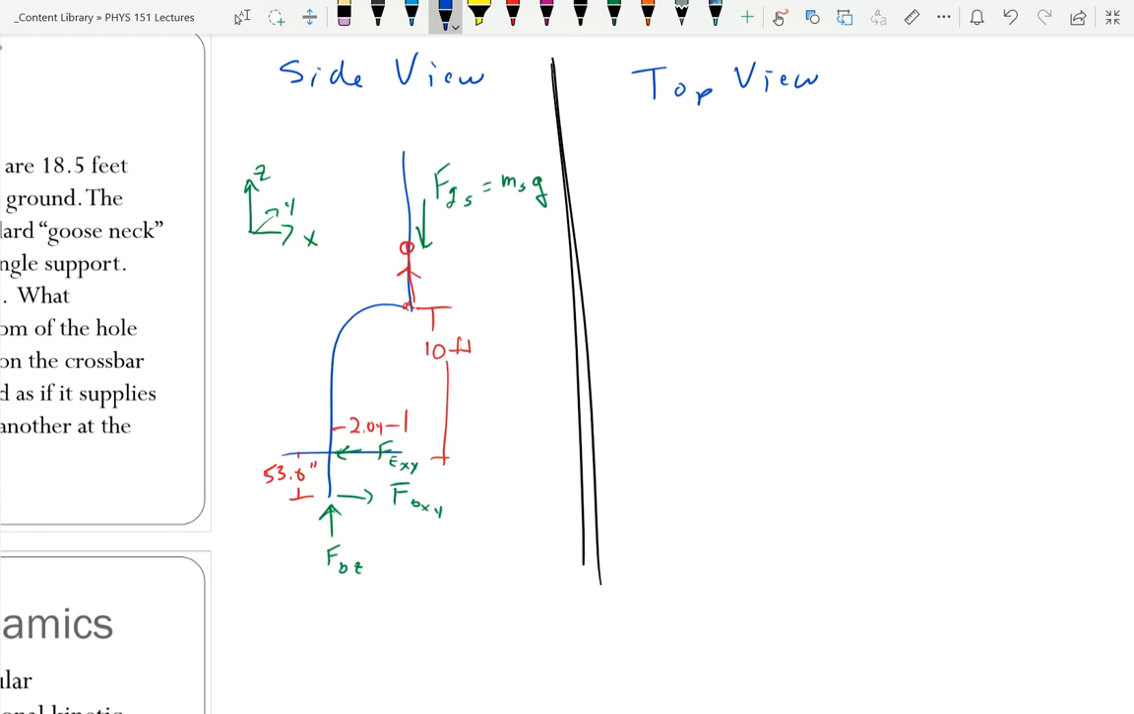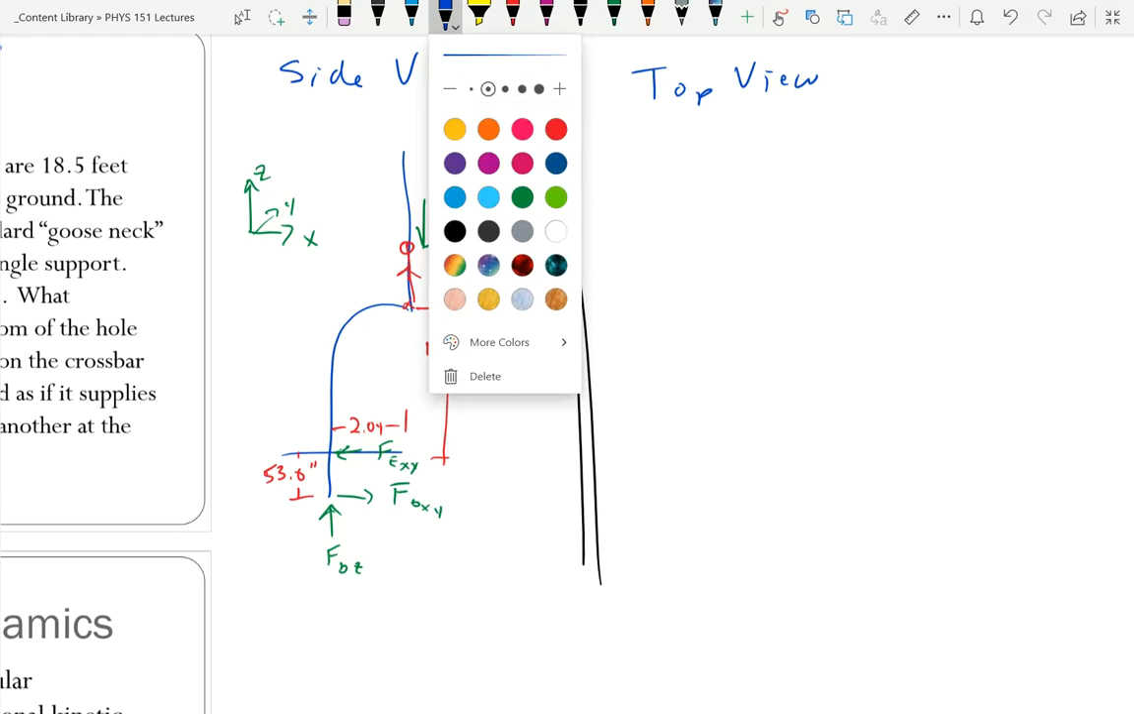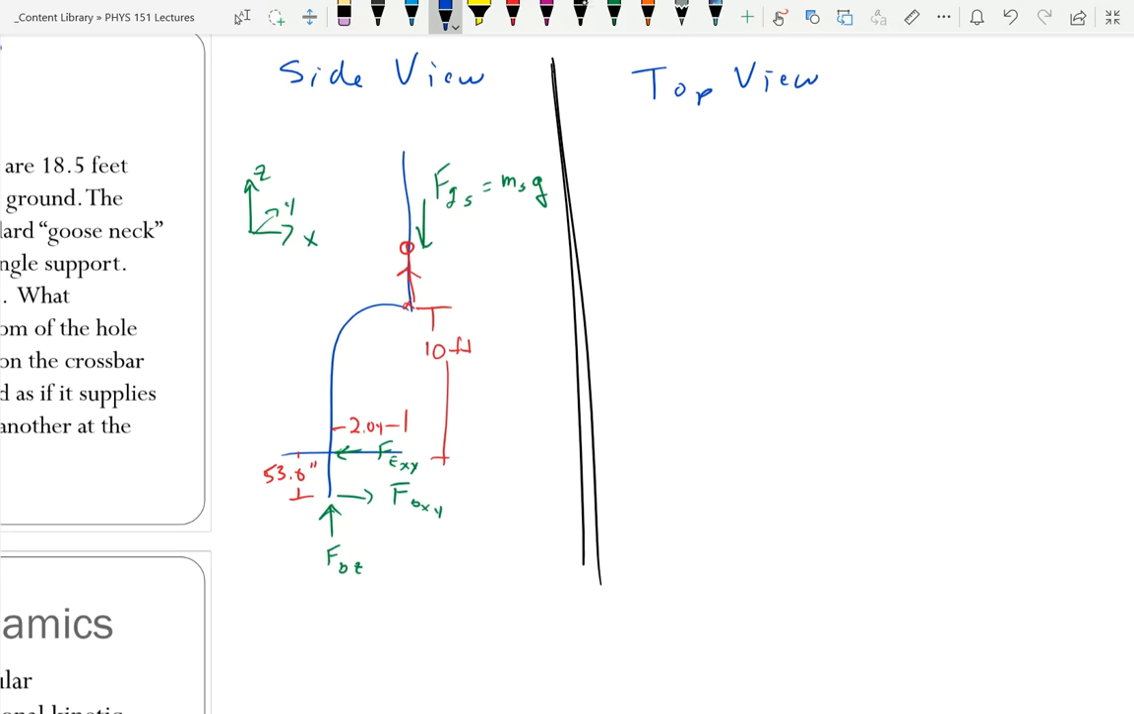And of course, we've never done a problem that's three-dimensional, have we? So it's a little bit more fun. So looking at it from the top, here's the goal post. There it goes down to the ground. And we have the person standing here. And so we have force of gravity for the student is equal to mass of the student times g down.